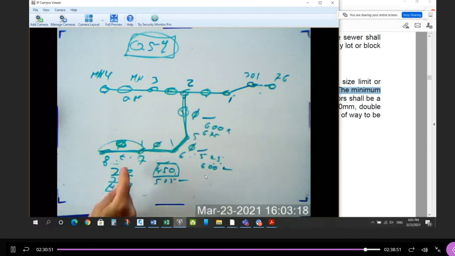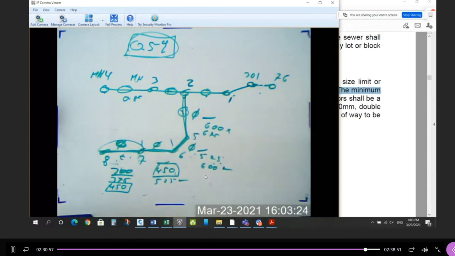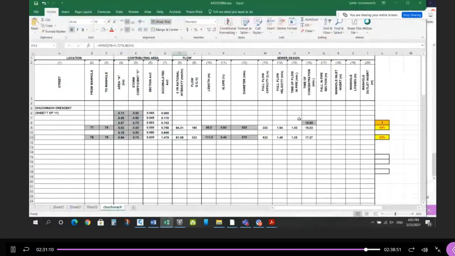You should see these pipe sizes will probably get bigger and bigger as you go downstream, because the expected flows for storm are much greater values than what you see for sanitary. So this is a little more dynamic than the sanitary sewer. Any questions about that?